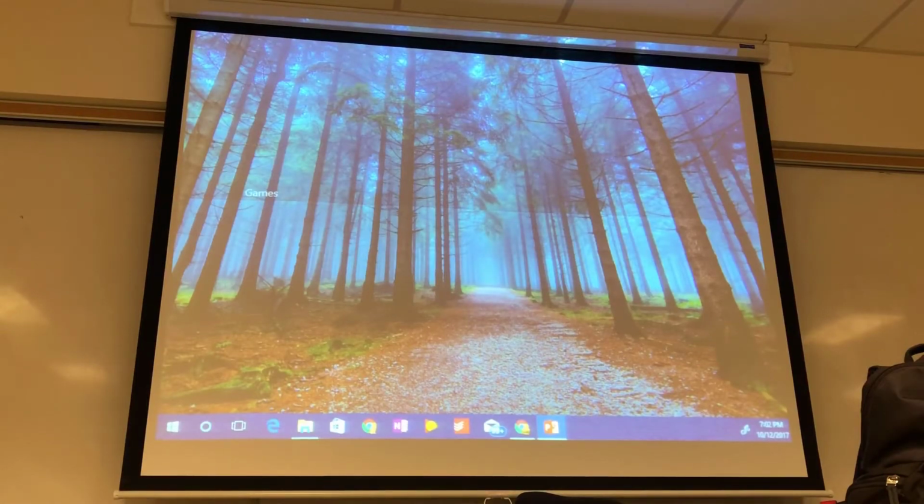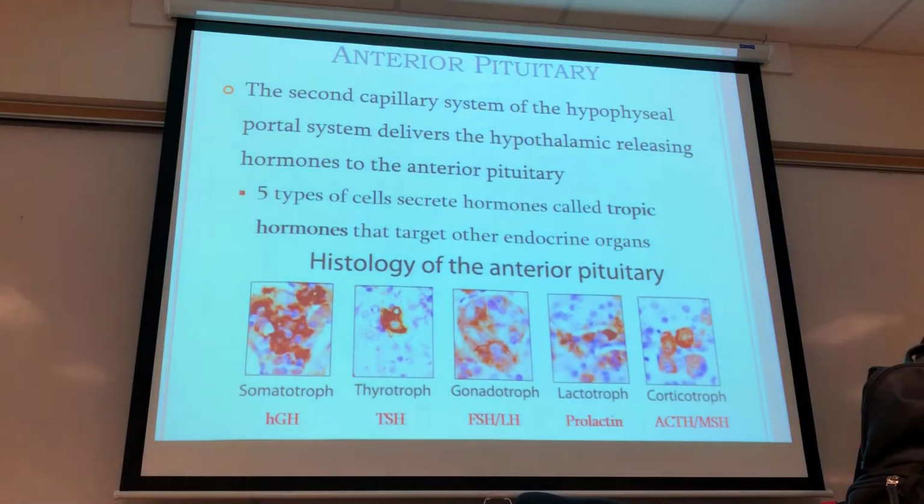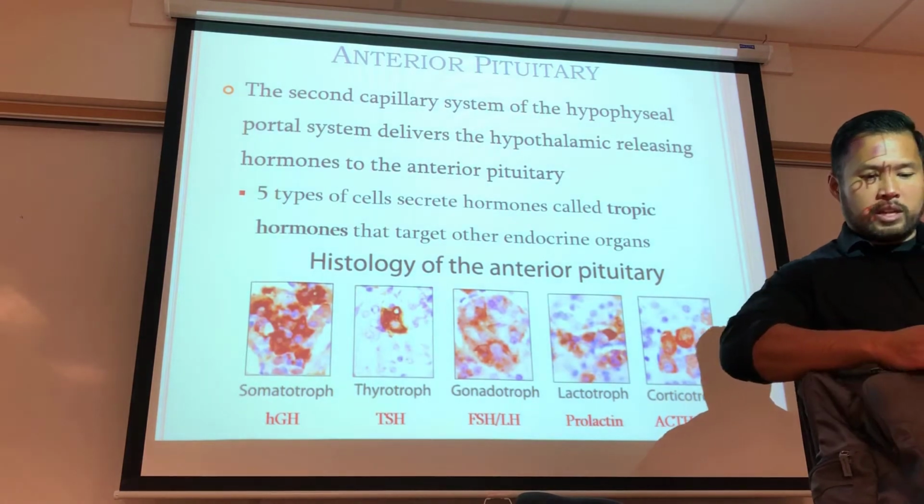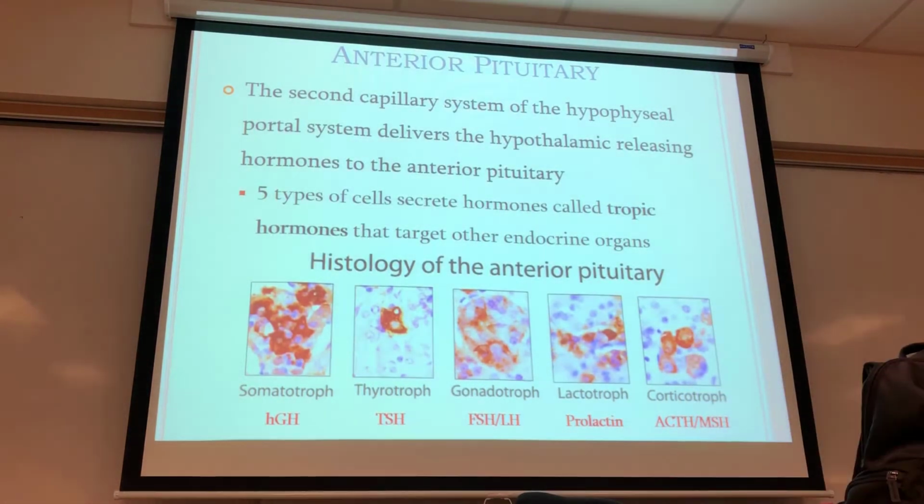Starting with the anterior pituitary. Again, we go from the hypothalamus, releasing hormones as well as inhibiting hormones. So the hormones being secreted by the hypothalamus, the releasing hormones as well as the inhibiting hormones, are targeting the anterior pituitary.